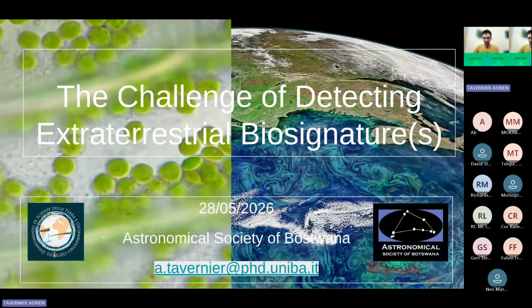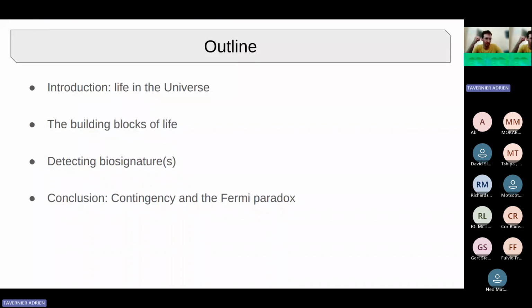So here we are. We can really start the presentation after this kind of preliminary guiding part. The outline of the presentation: we will start with life in the universe. Then we'll speak about the building blocks of life, to see life as we know it on Earth. We will focus on detecting biosignatures, and in this part I will mainly use false detection of biosignatures. And for the conclusion, we'll go into contingency and the Fermi paradox.